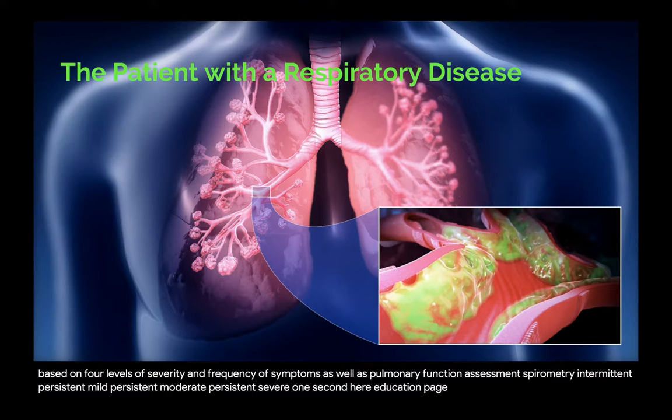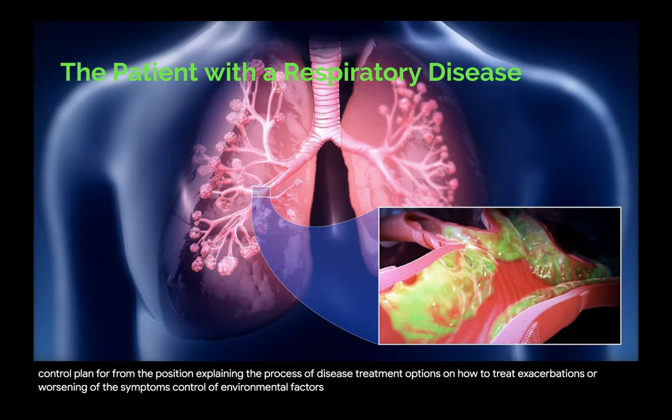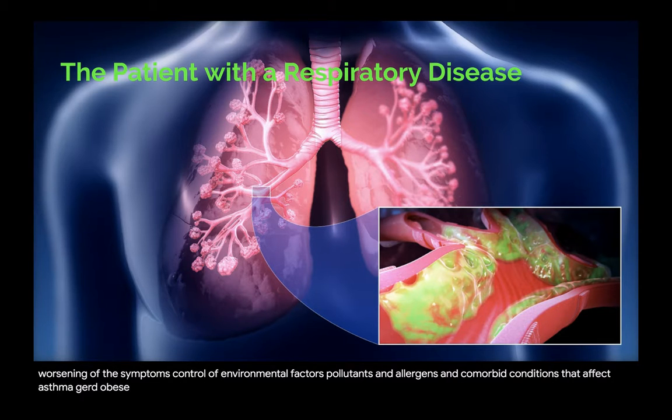Education. Patients are advised to have a written control plan from the physician explaining the disease process, treatment options, and how to treat exacerbations or worsening of the symptoms. Control of environmental factors, pollutants and allergens, and comorbid conditions that affect asthma: GERD, obesity, obstructive sleep apnea, OSA, rhinitis, sinusitis, stress, and depression.